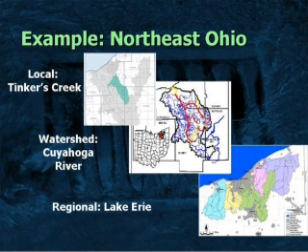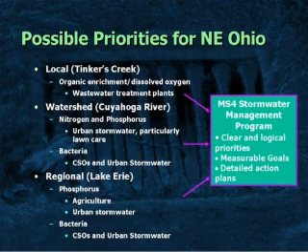So in this next slide, and this is just some hypothetical sorts of things, but for instance, in Tinkers Creek, you might have an organic enrichment and dissolved oxygen problem that you want to deal with. In the Cuyahoga River, nitrogen and phosphorus are known problems, and also bacteria. In fact, the Cuyahoga River is impaired in different sections for both of those pollutants. And in Lake Erie, phosphorus is a major pollutant with the algae blooms that happen every summer and the dead zone that ends up in the water in July and August.